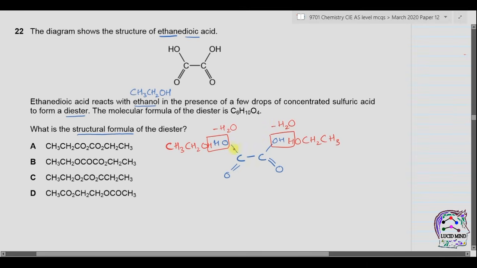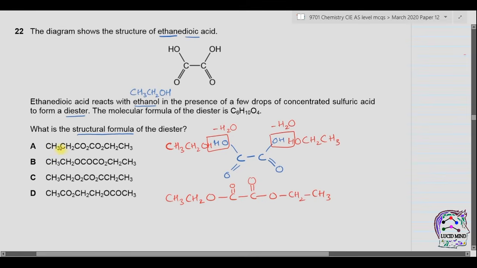So there are 2 molecules of water that are eliminated, and the rest of the compound is CH3, CH2, O, then we have carbon, then double bond O, then carbon, then again double bond O, then oxygen, then CH2, and then CH3. So what is the structural formula of the diester?